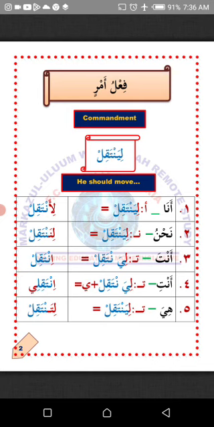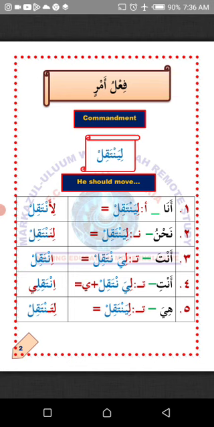Liyantakil simply means he should move. He in Arabic is huwa, which is the opposite of hiya, she. So how do we now change the verb liyantakil to suit the following pronouns? Wahid, number one. Ana, I. So how do we change the verb liyantakil to suit ana? All you need to do is to detach yaun and attach alifun. So the verb liyantakil will now become liantakil, which means I should move.